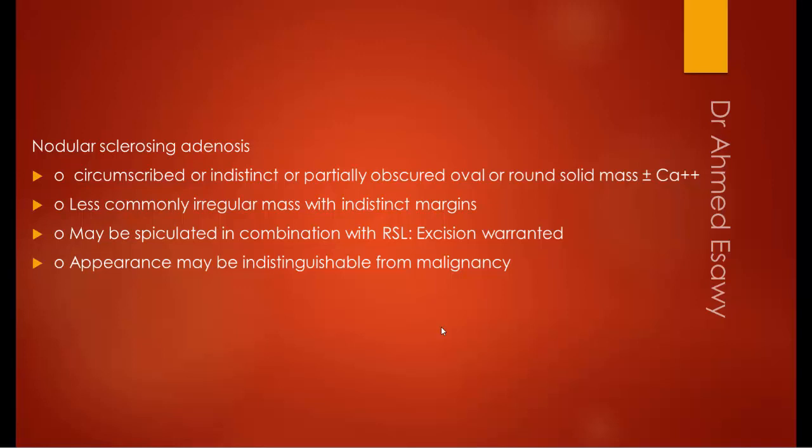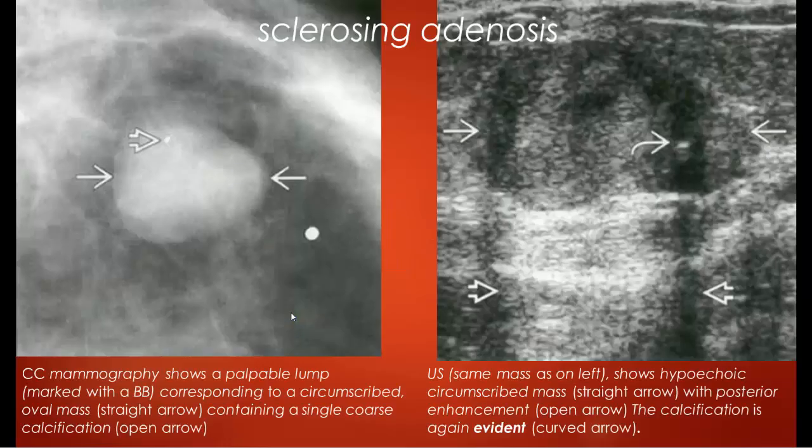Nodular sclerosing adenosis is seen as a circumscribed, indistinct or partially obscured oval or round solid mass without calcification, less commonly an irregular mass with indistinct margins, which may be spiculated in combination with a radial scar. Appearance may be undifferentiated from malignancy. Sclerosing adenosis in mammography may present as a mass.